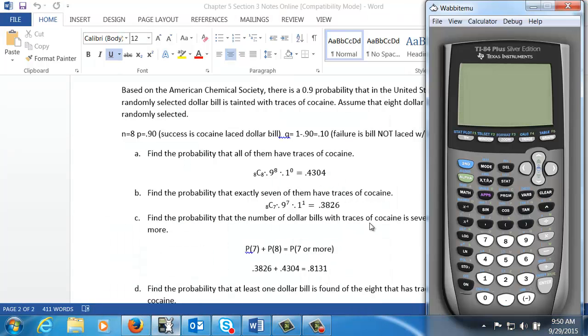So if you want to use the calculator as an aid here, we could do 8, and then to use the combination function we hit math, probability, combination, choose 8. Okay. Figure out what that is. Times that by 0.9 to the 8th power times 0.1 to the 0 power, and we get our answer: 0.4304. So that would be a 43% probability.